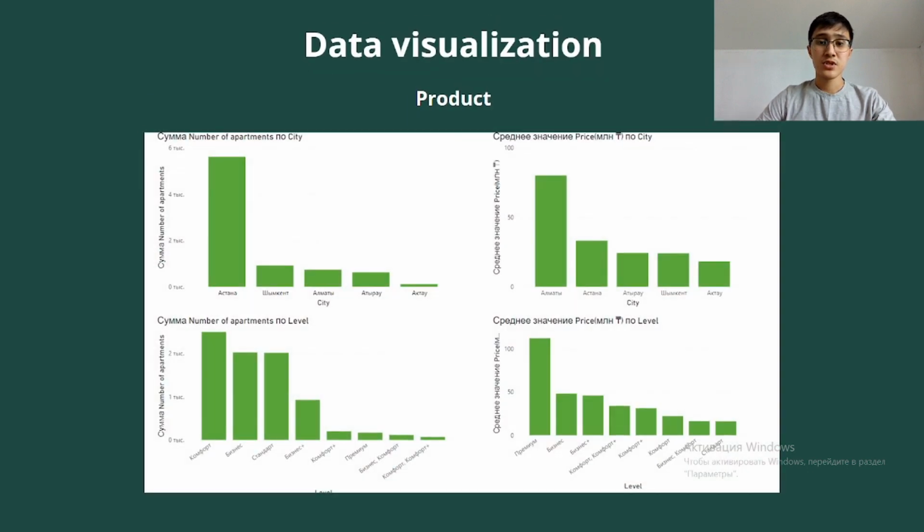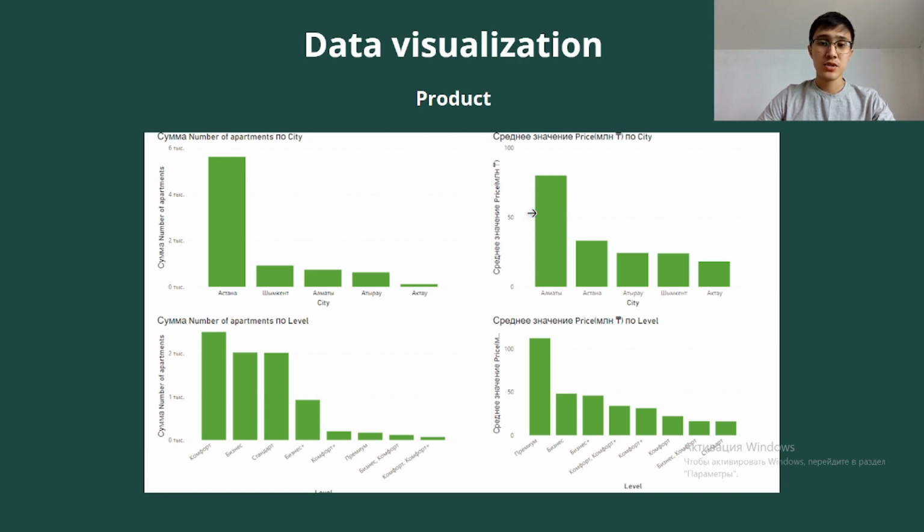And this is the visualization of the product table. From the first visualization, created using the product table, we can see how many vacant apartments there are in which city. There are still many unsold apartments in Astana. Again, we can see the average price in those cities. The most expensive apartments belong to the city of Almaty.